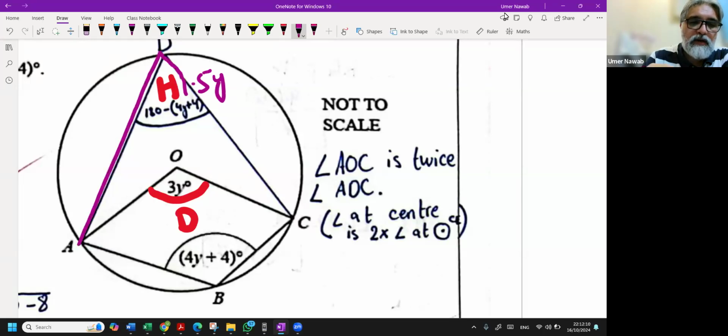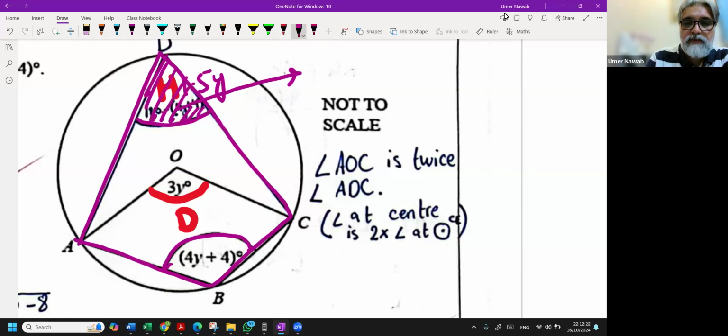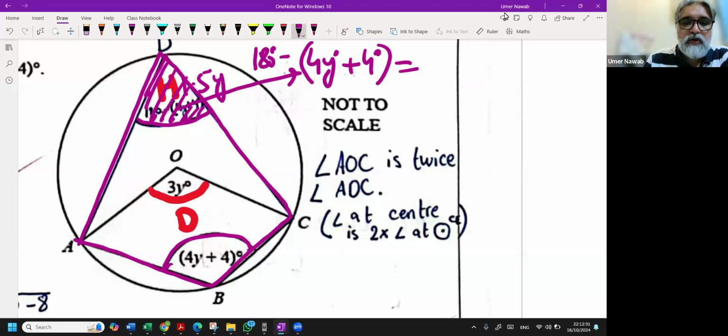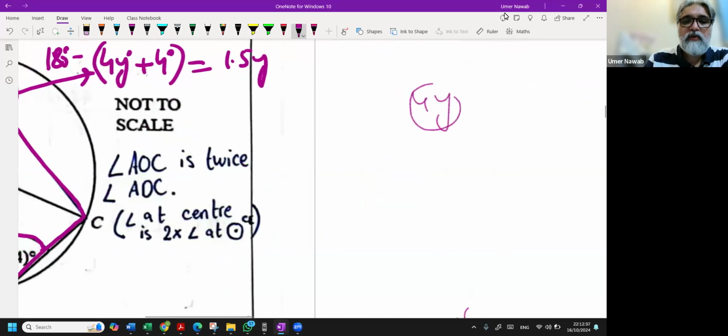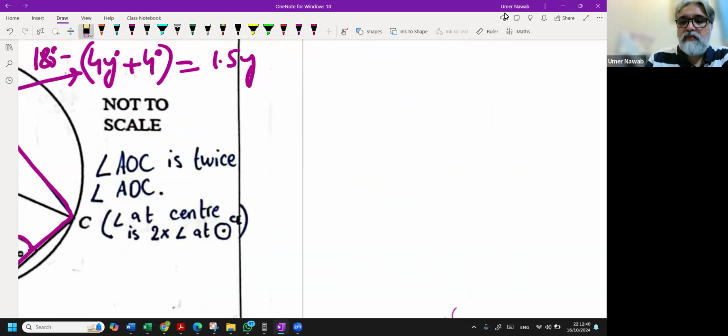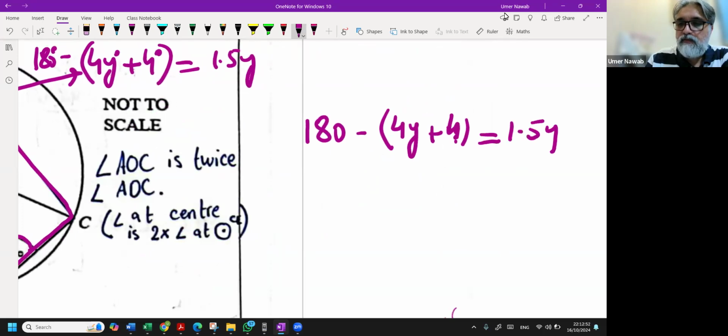Also, in cyclic quadrilateral, boys, if this angle is given to me, this angle will be supplement to 4y plus 4. So what shall I say about this angle? This angle is equals to 4y plus 4 subtracted from 180, and it should be equals to 1.5y. Then I solve this equation. Let me do the algebra here. So 180 minus 4y plus 4 is equals to 1.5y.